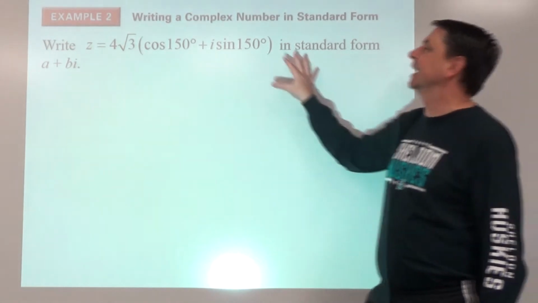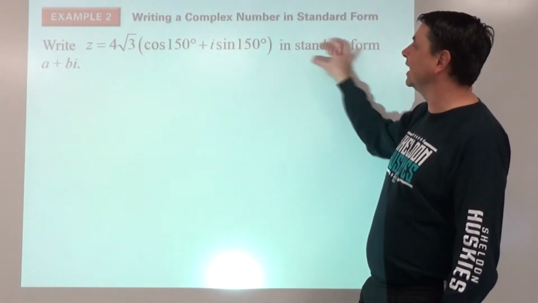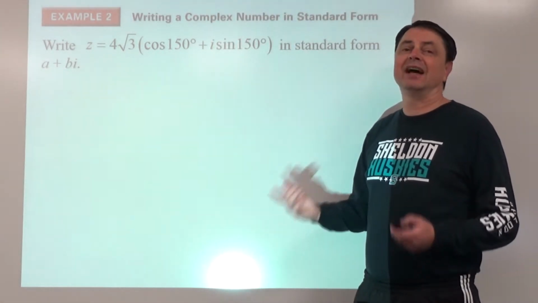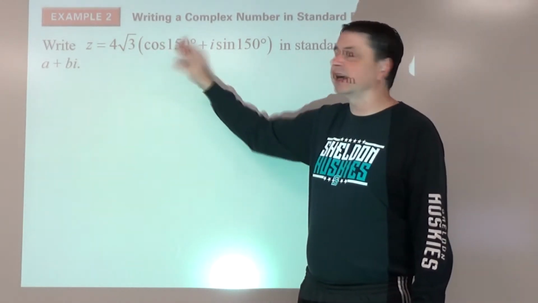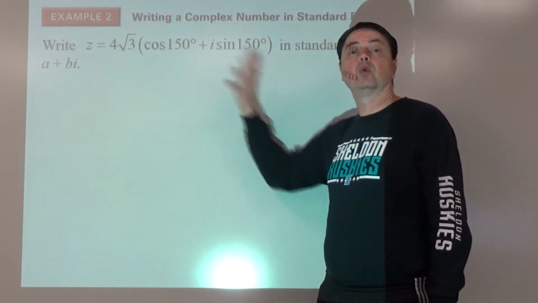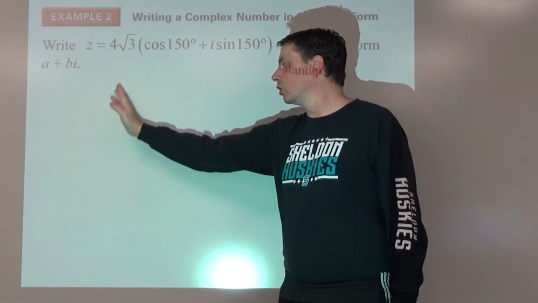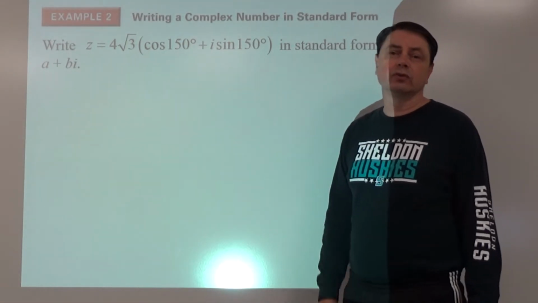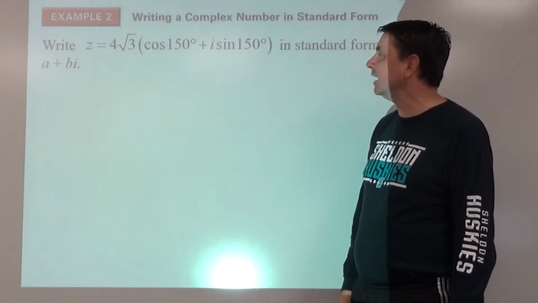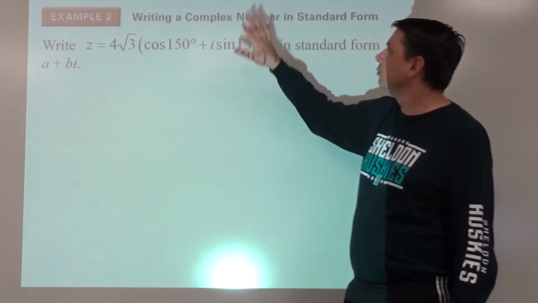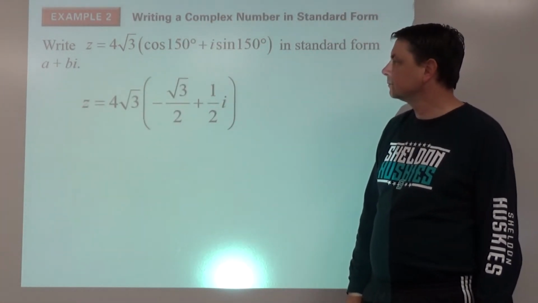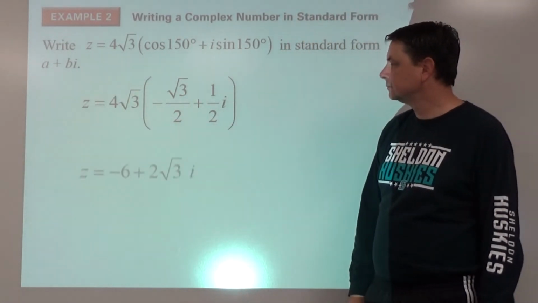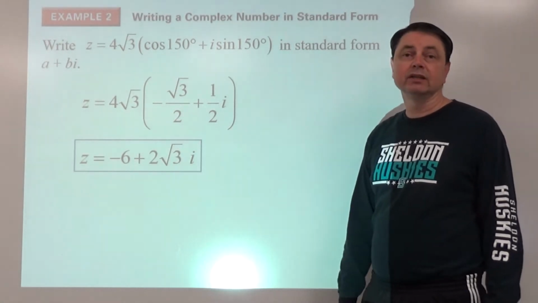Example number 2. We've got a complex number in trig form. Write it in standard form, a plus bi. All we really need to do is evaluate and simplify. So what is the cosine of 150 degrees? Thinking quadrant 2, long left, short up. So the coordinates for 150 degrees in the unit circle are going to be negative root 3 over 2, comma, positive 1/2. So negative root 3 over 2 here, positive 1/2 there. Now we just need to distribute in 4 root 3. And there's our number in standard form.